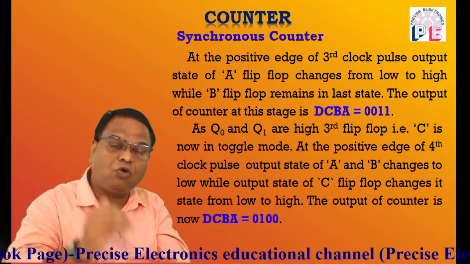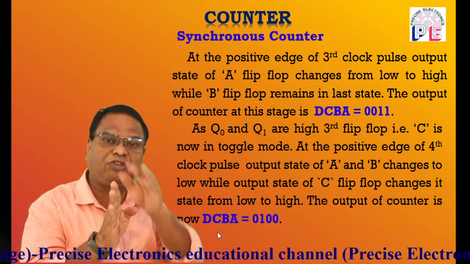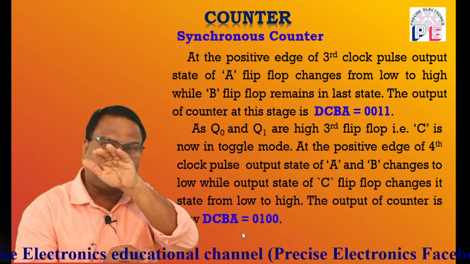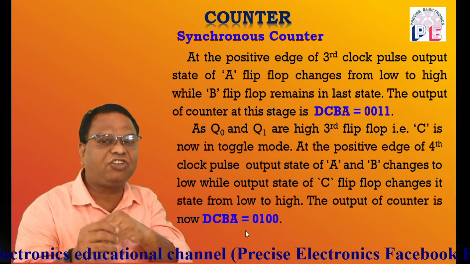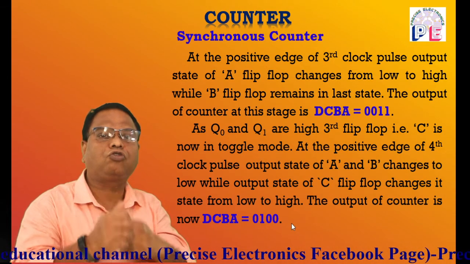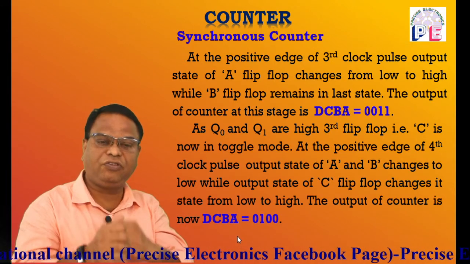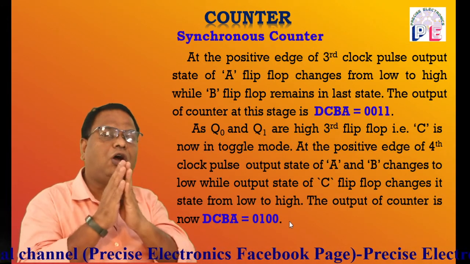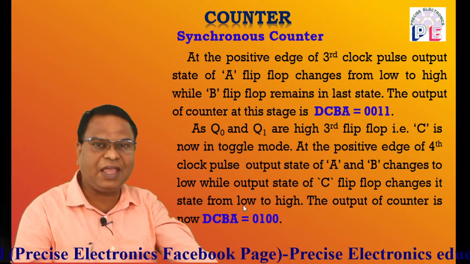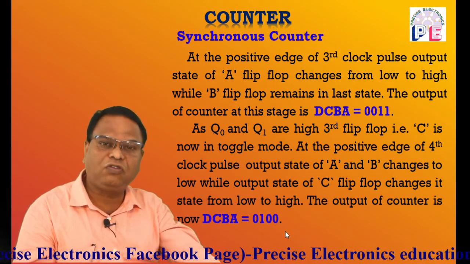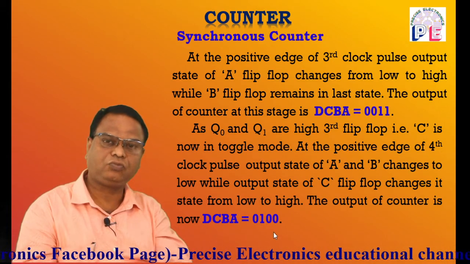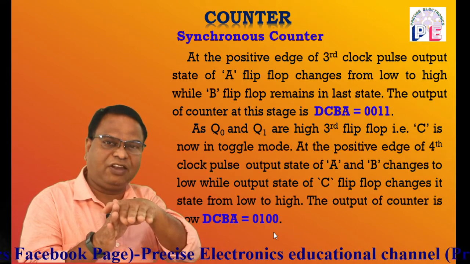So at the positive edge of the fourth clock pulse, A changes state from 1 to 0, B changes state from 1 to 0, but C changes state from 0 to 1. The output of the third flip-flop goes to high level. So the third flip-flop is in set mode. So the output of the counter at the fourth clock pulse is DCBA equal to 0, 0, 1, 0, 0. D remains as it is, 0.